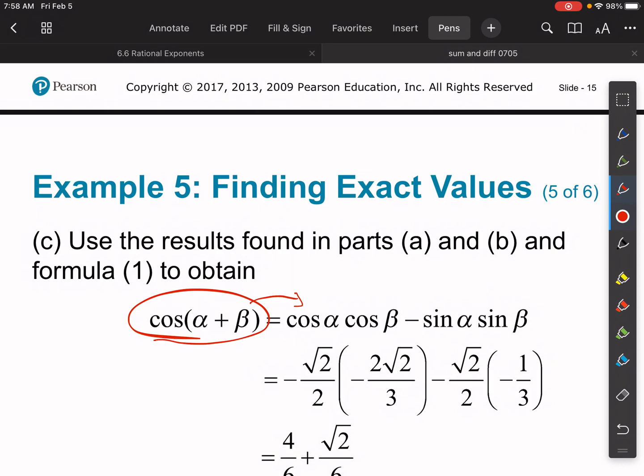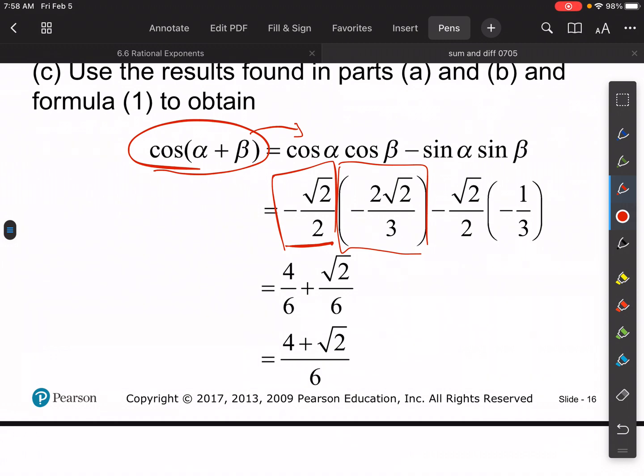So I now know the cosine of alpha, and I know the cosine of beta. So I'm just plugging that in. We just found them, right? Plug them in here, and then we do a little bit of combining like terms and multiplication, and let's see what we come up with. So square root of 2 times the square root of 2 is just 2. 2 times 2 is 4. Negative 2 times negative 3 is positive 6. So we have 4 over 6.